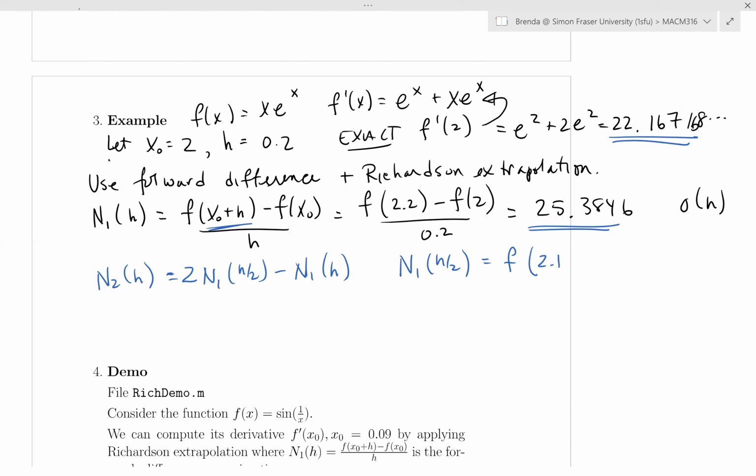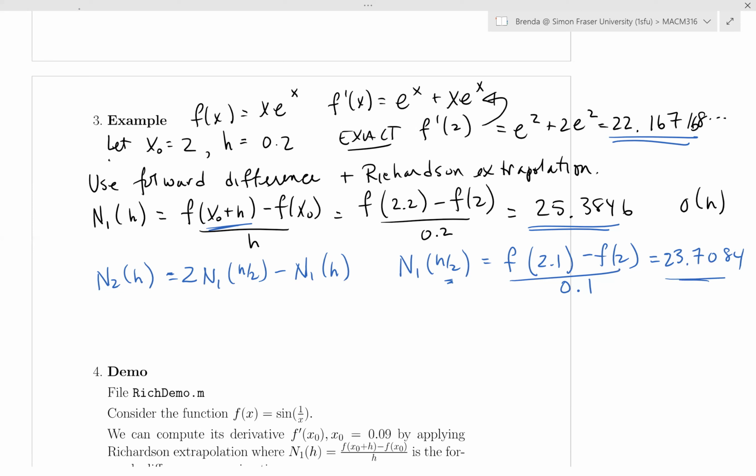I'm taking F of X naught, 2, plus H over 2, which is 0.1. That is there, and then that's minus F of 2, and then this is divided by 0.1. That is the same calculation, just done when H is half the size. I get a number. It's 23.7084. I mean, it's somewhat unsurprising in that we've decreased the size of H. We've gotten a better estimate, but that's not totally where this is going.